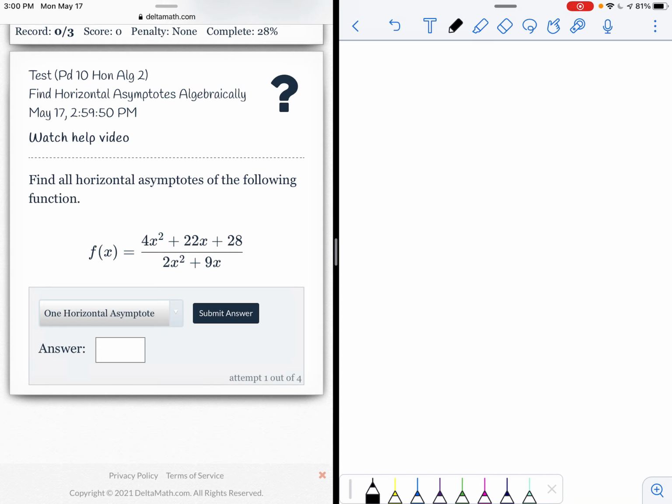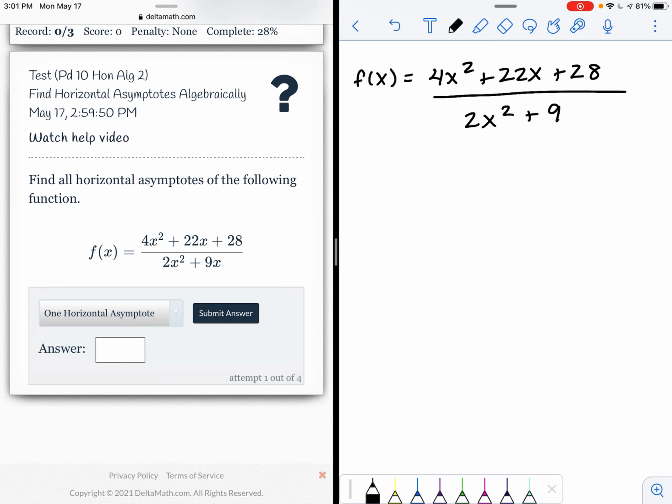So let's now practice finding horizontal asymptotes. So for this function, remember we want to look at the degree of the numerator and the degree of the denominator for horizontal asymptotes. So you don't even have to worry about factoring for these. I mean, you can if you want to, but I would only factor if you're going to have to find everything else. And here we don't need to.